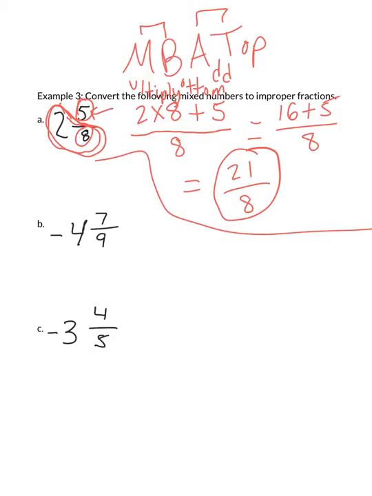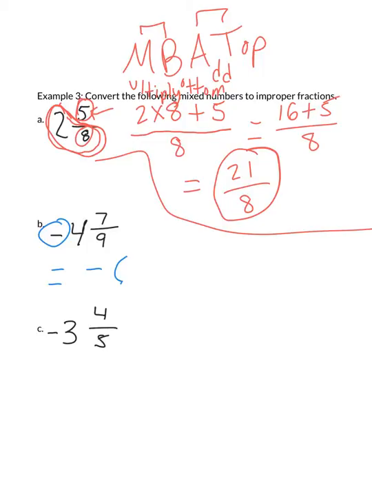It's so easy to make a sign error here and get a completely wrong answer. B is -4 7/9. So I don't want to forget that negative sign, which is easy enough to do. So I'm going to bring down the negative symbol, but take a look at what I'm doing here. I'm immediately putting a parenthesis after the negative symbol.